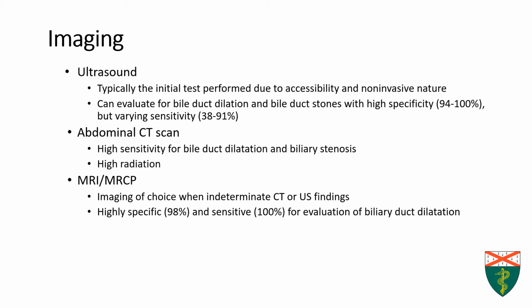When abdominal ultrasound and CT scan fail to demonstrate evidence for acute cholangitis, and you are still suspicious for a diagnosis of acute cholangitis, magnetic resonance imaging, and specifically magnetic resonance cholangiopancreatography, can help demonstrate biliary duct dilation, stones, and evidence for an etiology based on its superb sensitivity and specificity.